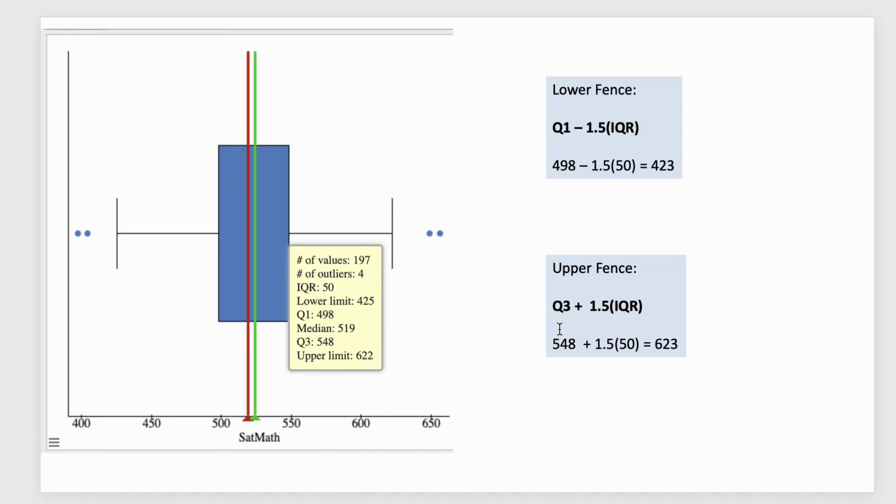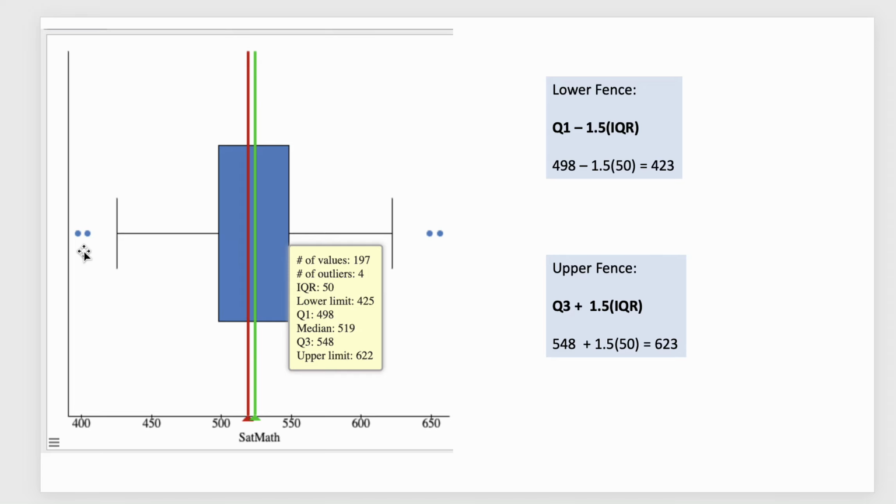To be an outlier on the upside, you need to calculate the upper fence, a high outlier. You need to take Q3, 548, and add 1.5 interquartile ranges, which is basically the width of the box, and that comes out to 623. So let's see what those cities and towns were.